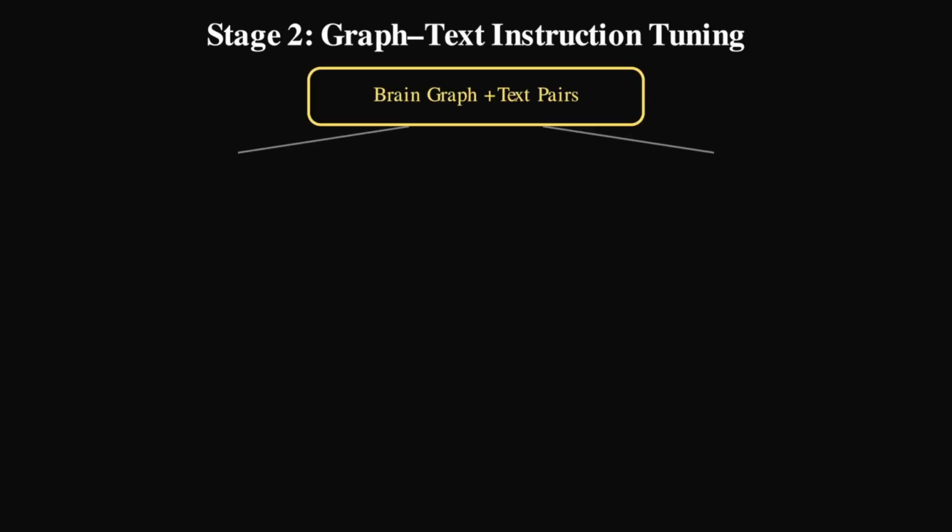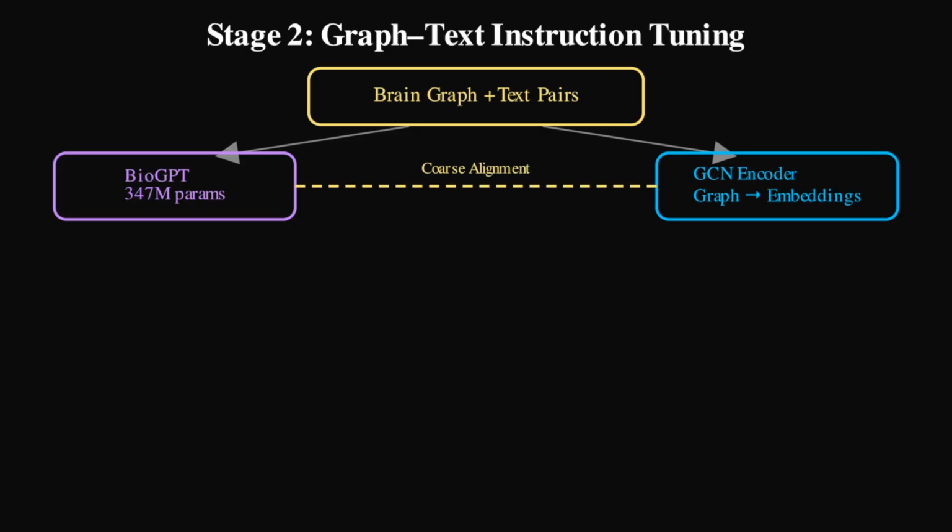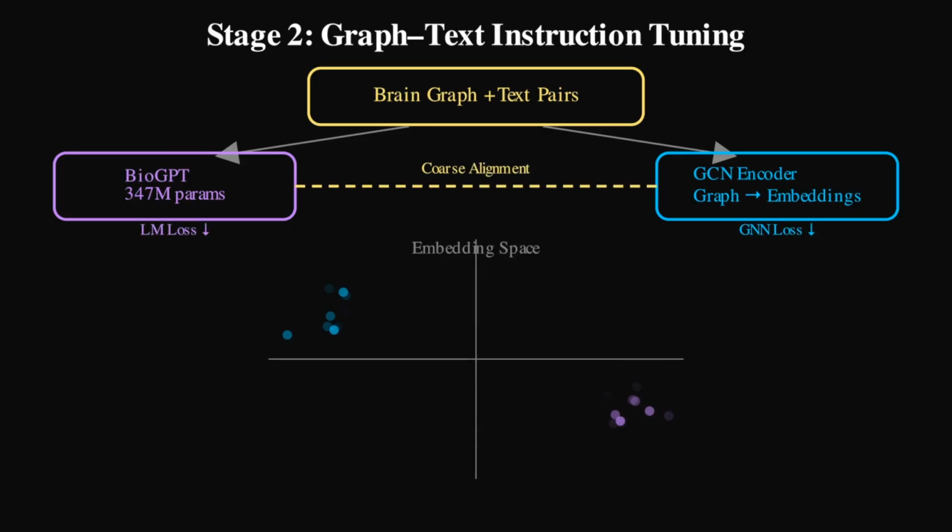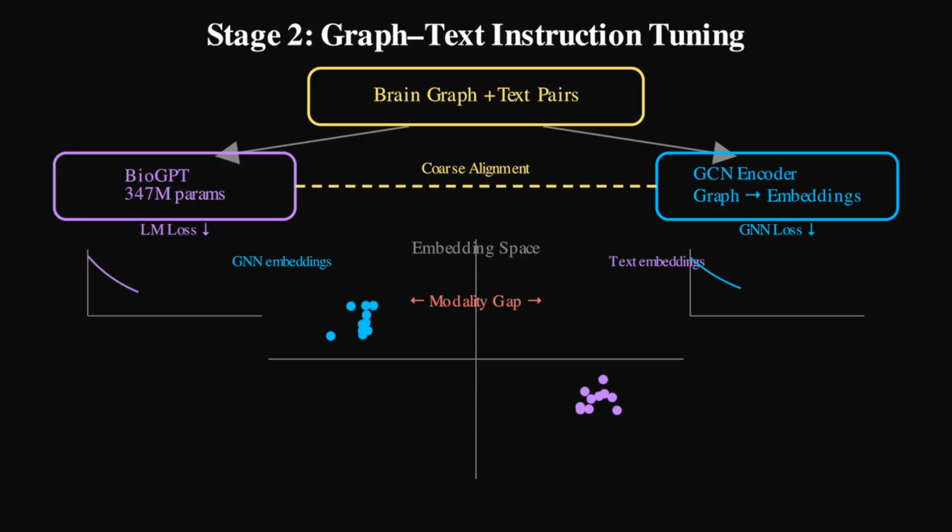Section 5. Stage 2 is where the knowledge transfer actually begins. The team takes a smaller language model, GPT-2 with 347 million parameters, and fine-tunes it on all those graph-text pairs from stage 1. Here's the problem they face. There's a fundamental gap between graph representations and text representations. They live in completely different high-dimensional spaces. To bridge this, they take inspiration from LLaVA, the visual instruction tuning paper, and feed both the GNN's node embeddings and the text tokens into the language model together.